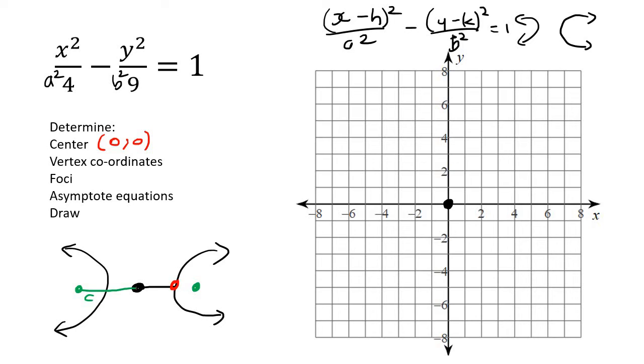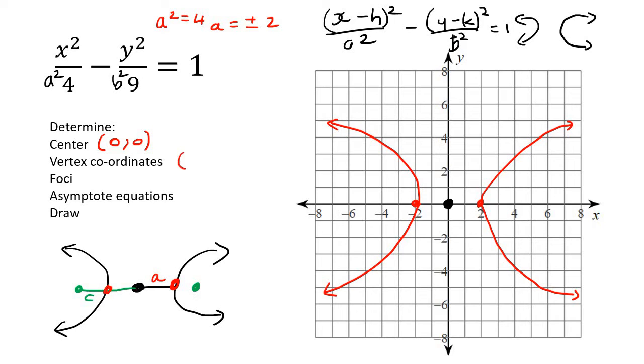To find the vertices, which are this one and this one, we need to first find the length of a. We know that a squared is equal to 4, so a is plus or minus 2. We can go 2 to the right and 2 to the left and put those points over there. From that, we could already draw the hyperbola, something like that, and like that. Let's label those: negative 2, 0, and positive 2, 0.